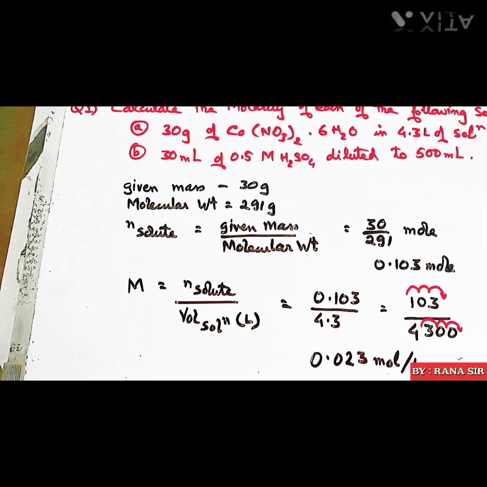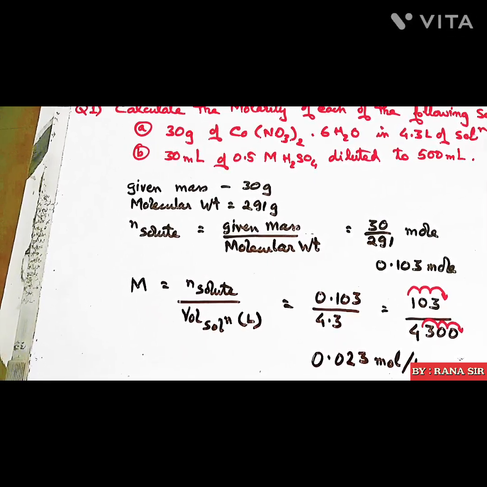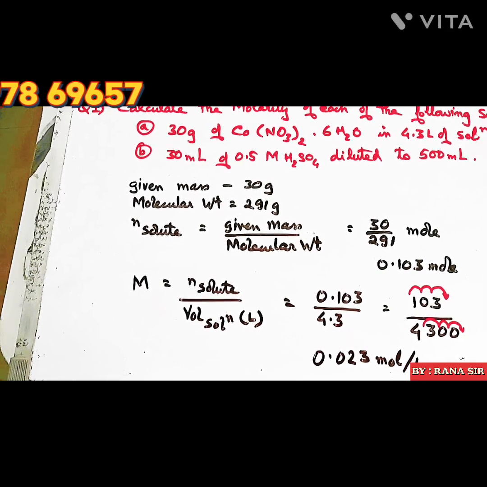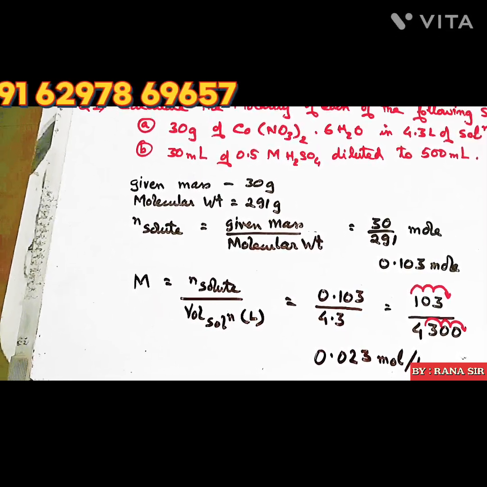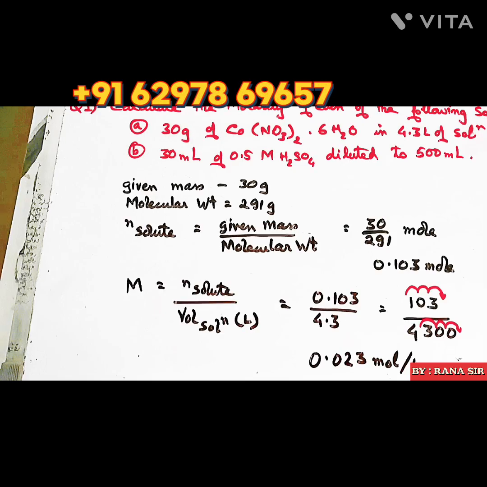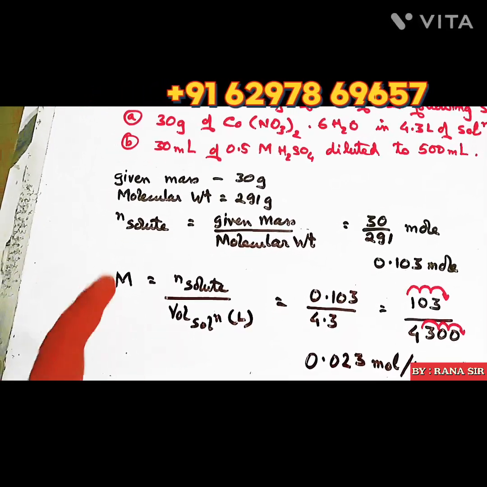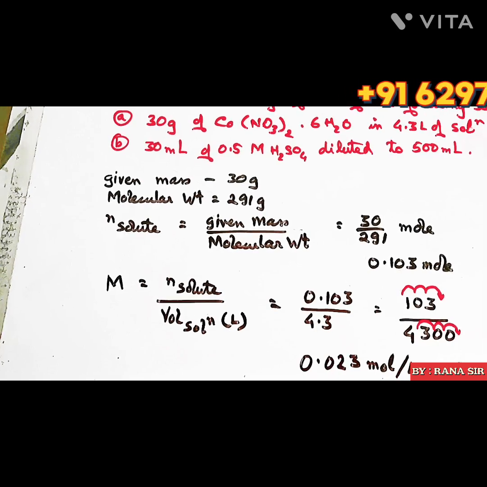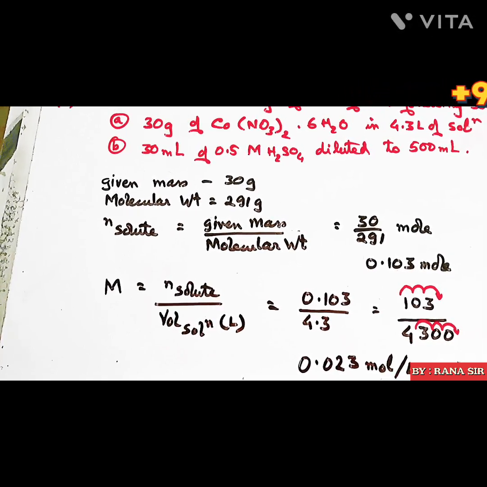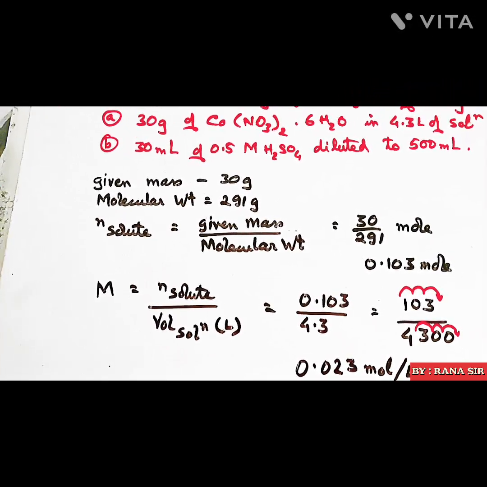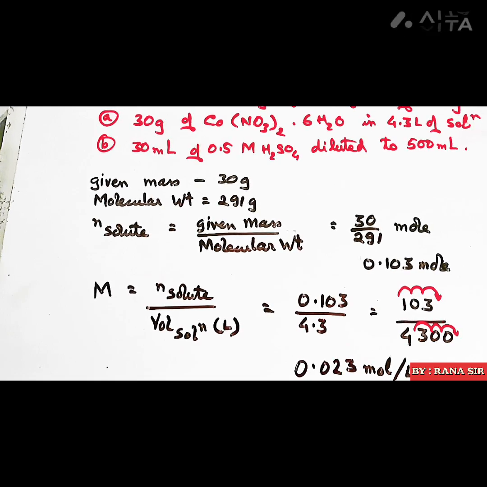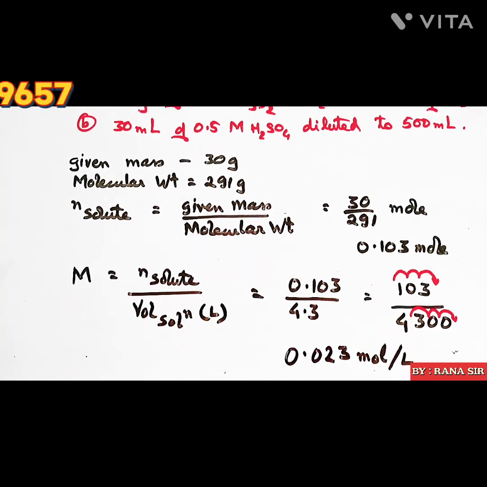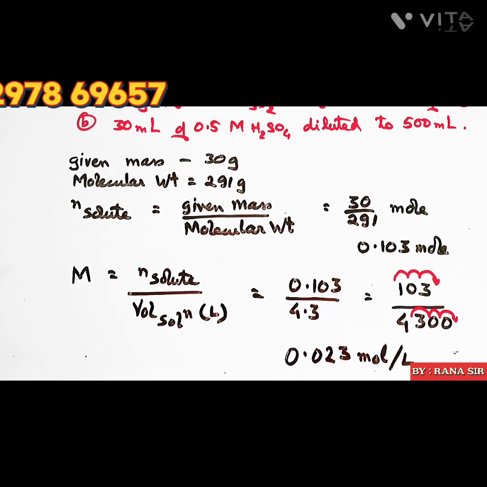So here the given mass of cobalt nitrate is 30 gram. And molecular weight, we have just found out that it is 291 gram. So now we can find out the number of moles of solute, that is given mass by molecular weight, that is 30 by 291 mole, which is 0.103 mole.